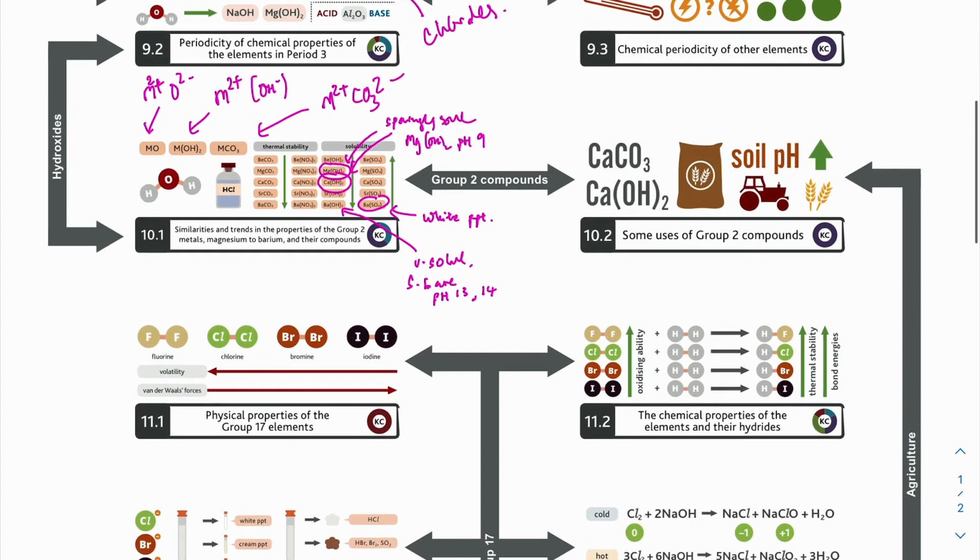Calcium carbonate and calcium hydroxide are mainly used in agriculture to raise the pH of acidic soil. So acidic soil will have low pH. This is alkaline. This carbonate will help to neutralize the acid. This carbonate will react with the acid to give you salt, carbon dioxide and water. The hydroxide will neutralize the acid to give you salt and water. They will help to increase the pH and reduce the acidity of acidic soil.